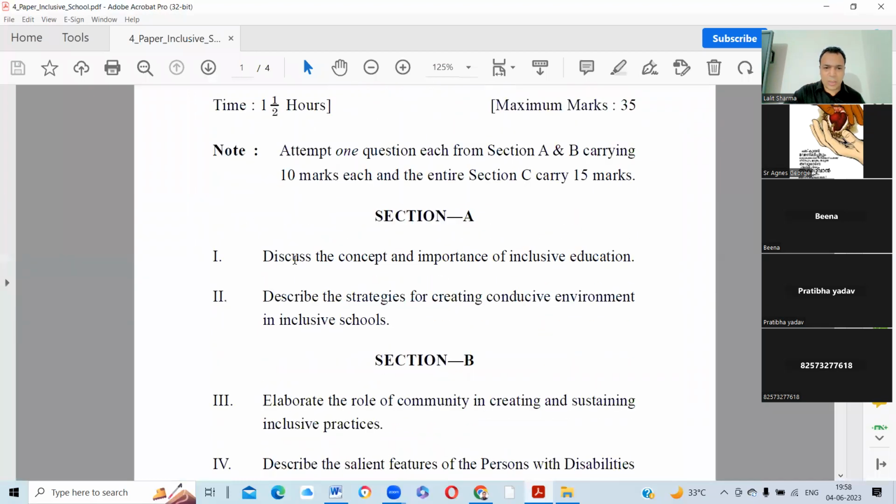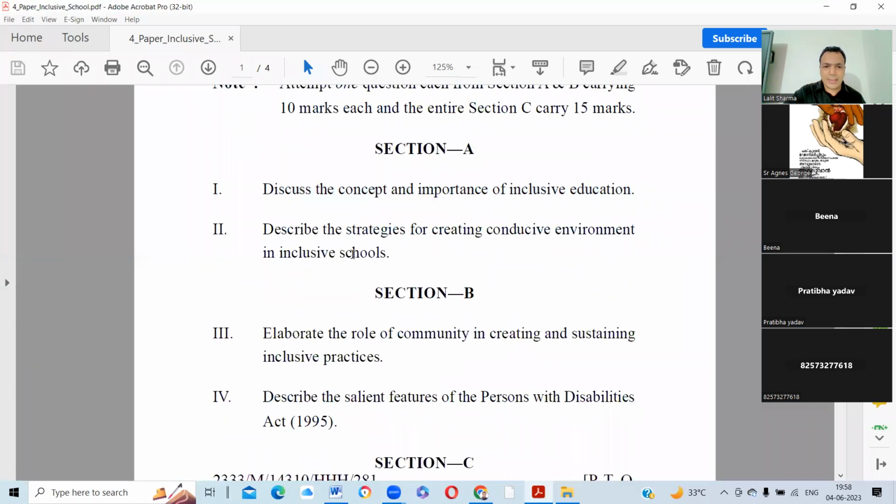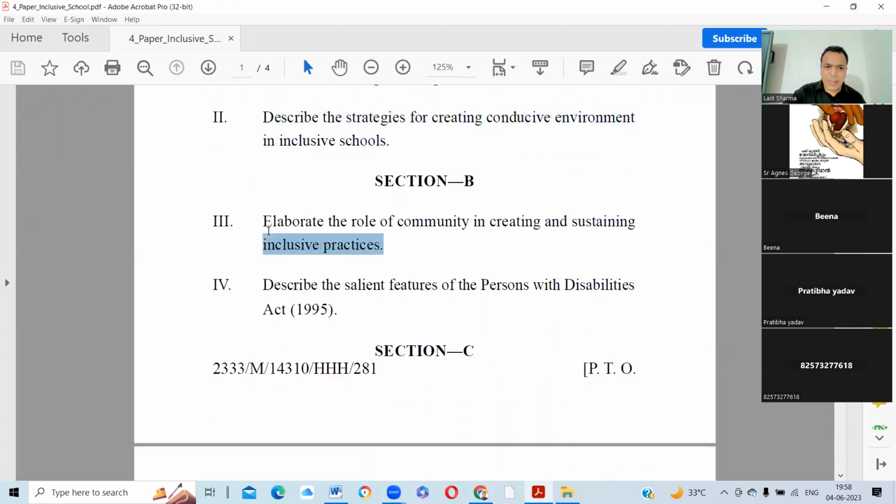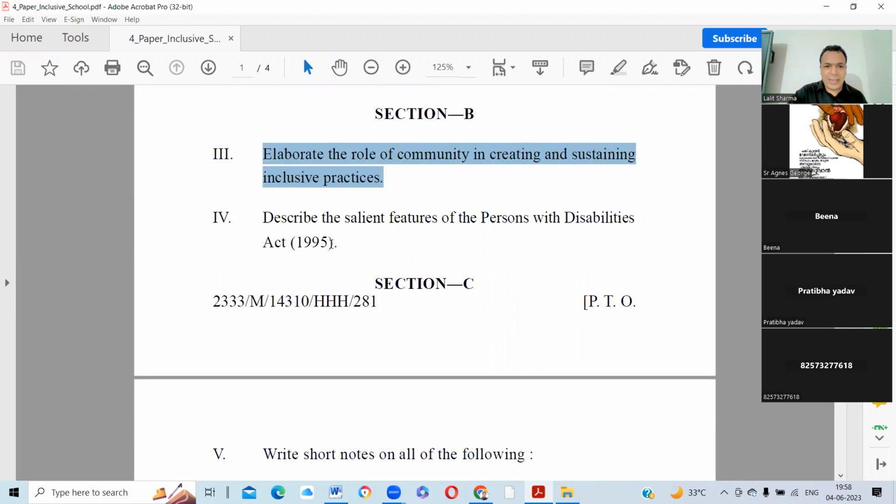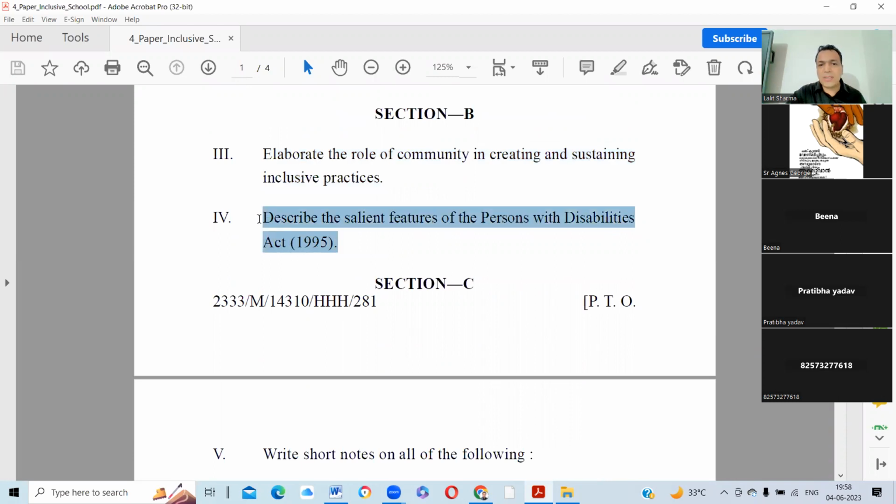Long answer, we are talking about discuss the concept and importance of inclusive education, we are done, right guys. Discuss the strategies for creating conducive environment, we are done. Section B में elaborate the role of a community in creating and sustaining inclusive practices, we are done. Along with that, explain the role of teacher and explain the role of parents, है ना, in creating and sustaining inclusive practices, we are done. And we have also done the features of the Persons with Disability Act, even this Act of 2016, right? Means we have covered the last year paper and whole syllabus, okay.